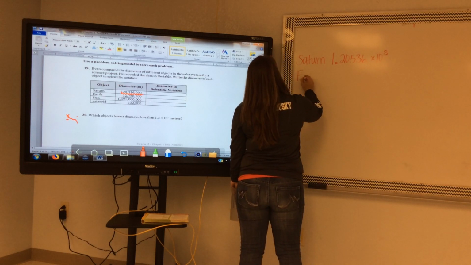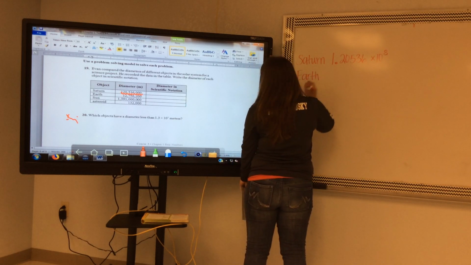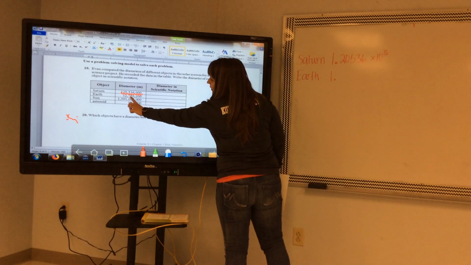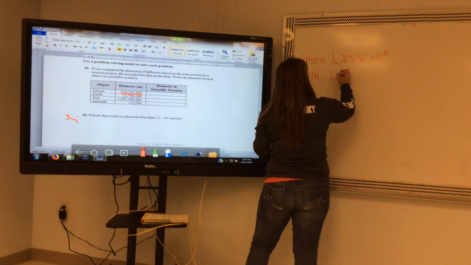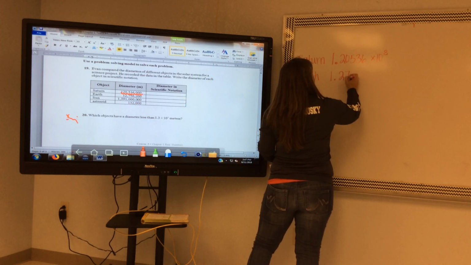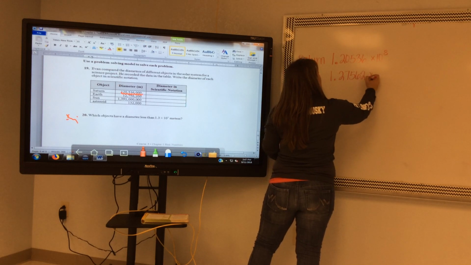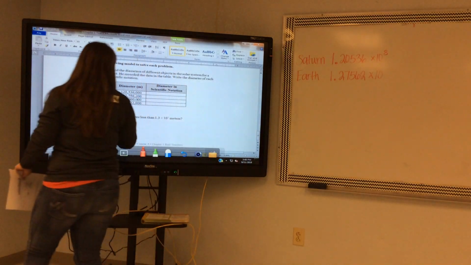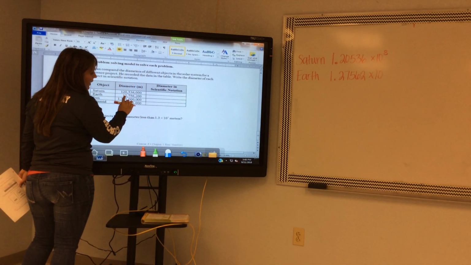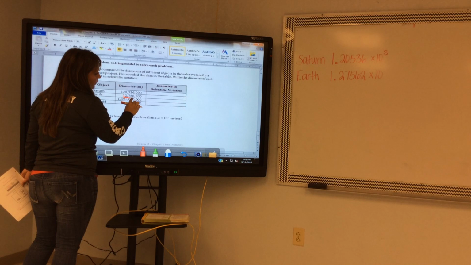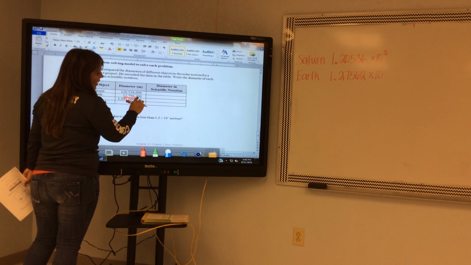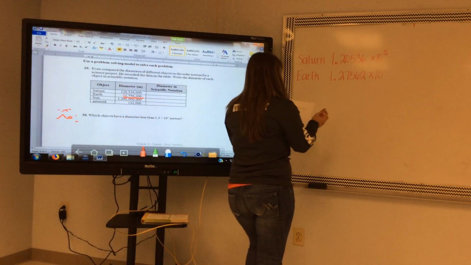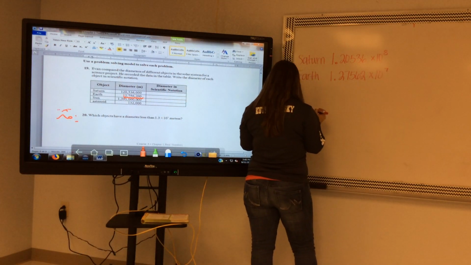Earth. Its first significant digit is a 1. After the 1, there is a 27562. So 1.27562. I always multiply it by a 10. I have placed my decimal here, and I need to move it 1, 2, 3, 4, 5, 6, 7 places to get it back to the end. So 10 to the 7th power.